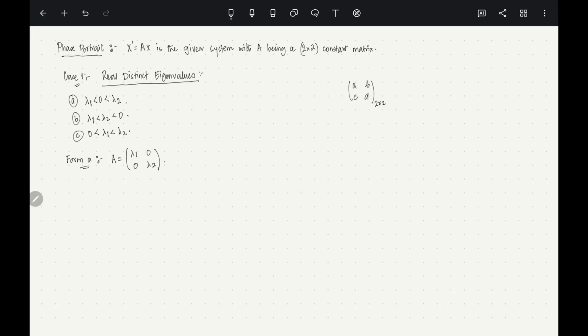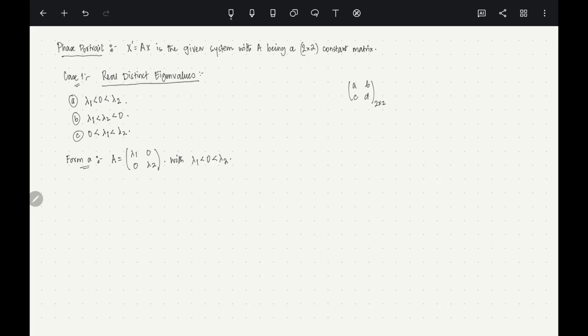This is the most easy, or natural form, right? So A is lambda 1 0 0 lambda 2. Okay, you remember that diagonal form, right? And with the first case, 0 is between lambda 1 and lambda 2. Now, of course, you do realize if you can reduce this problem like this, then you can of course solve this system, right?